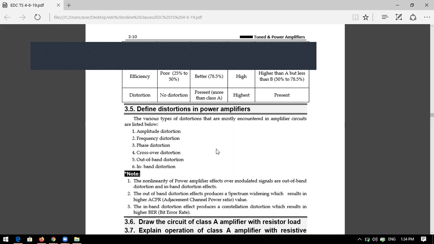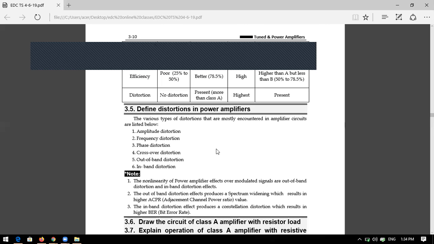Next, we have out of band distortion and in band distortion. These two are present due to the over modulation of the input signal, which occurs because of the non-linearity present in the power amplifier circuits. Basically, it is due to the non-linearities present in the power amplifier circuits and affects over modulated signals.